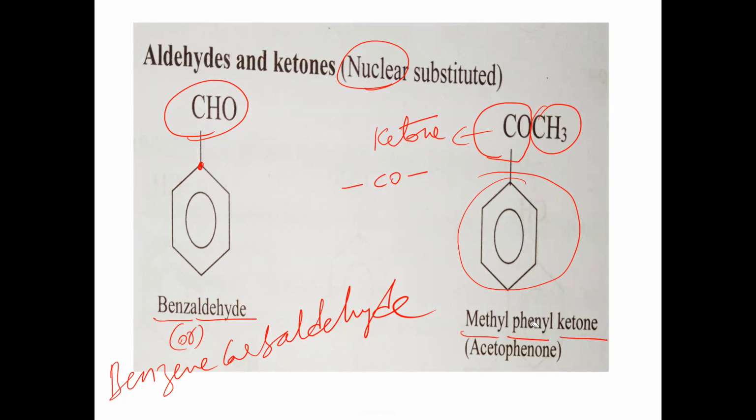Methyl on one side, phenyl on the other side. So methyl phenyl ketone. Methyl's first letter is M and phenyl's first letter is P, so M is taken first. We have to write methyl first, then phenyl. So methyl phenyl ketone. That is acetophenone. What is the name of this? Acetophenone.